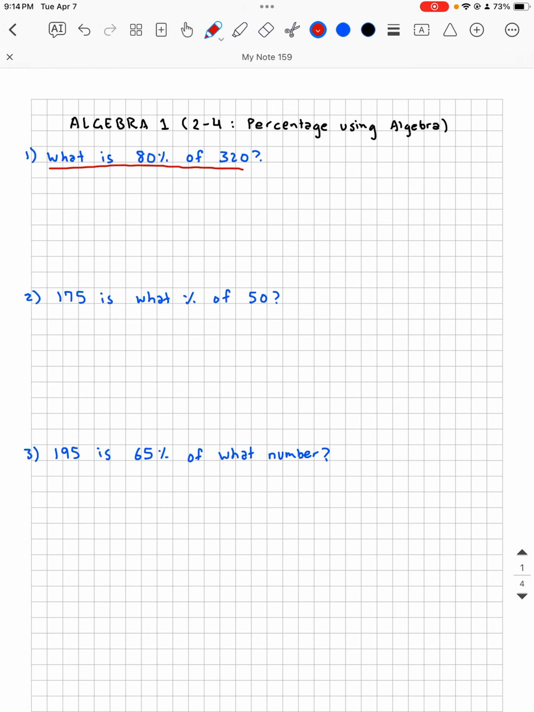I want to know what is 80% of 320. Now, if you read word for word back from chapter 1, you can come up with an equation, and that's what we're going to solve for.